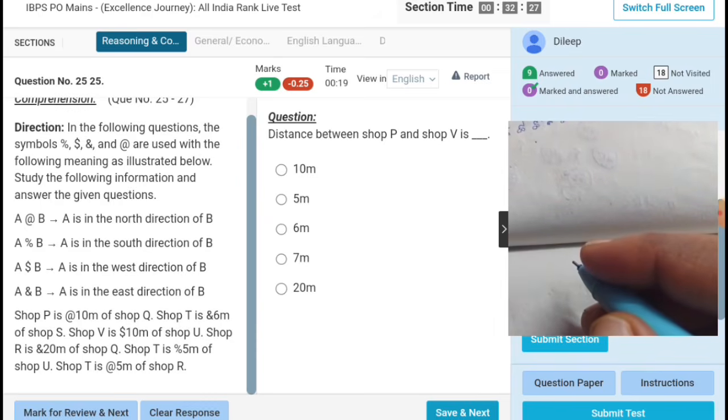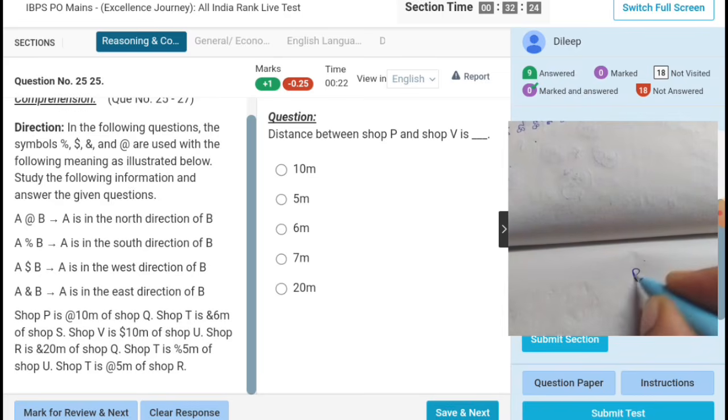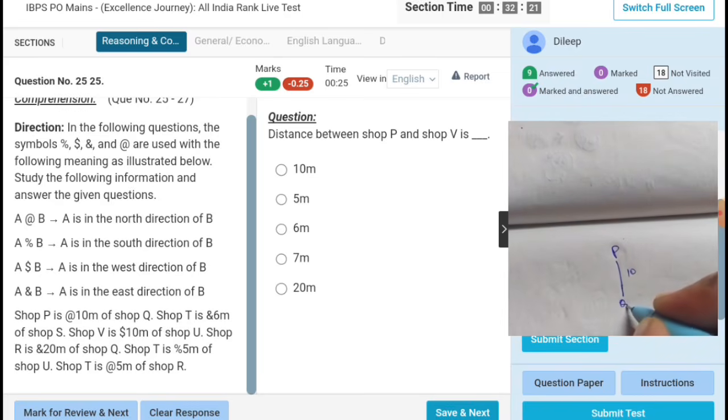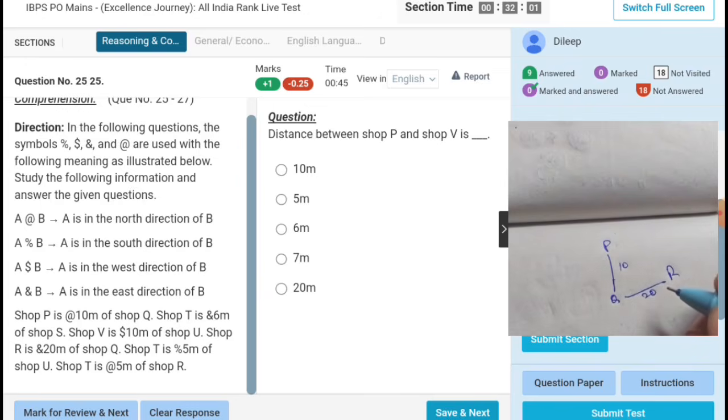P is 10 meters north of Q, and T is 6 meters east of S, and V is 10 meters west of U, and R is 20 meters east of Q, and T is 5 meters south of U. So T is 5 meters north of R.